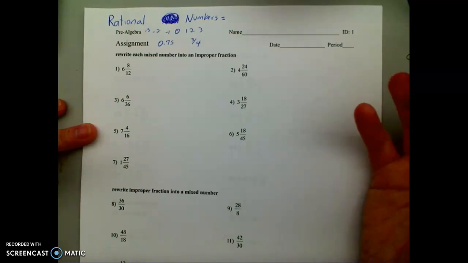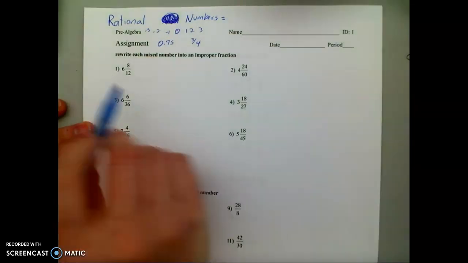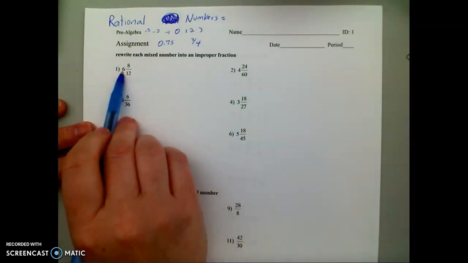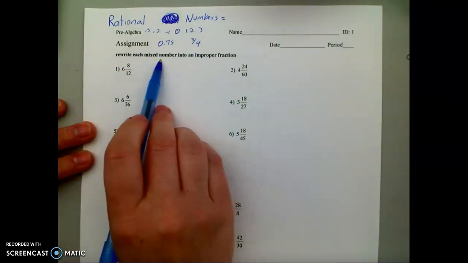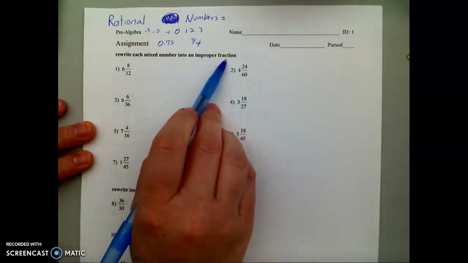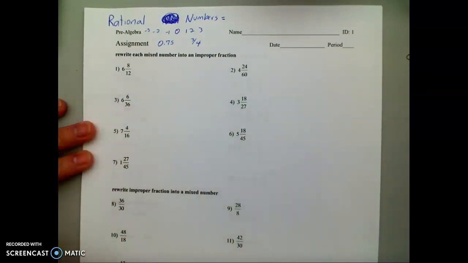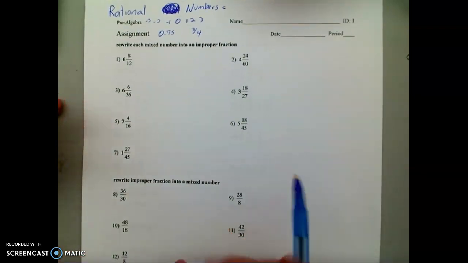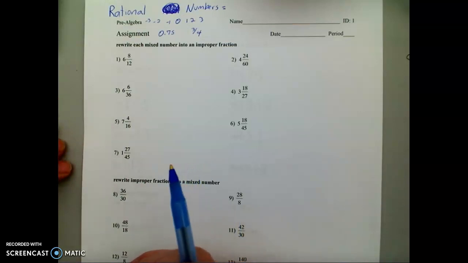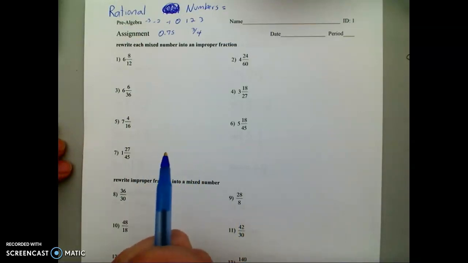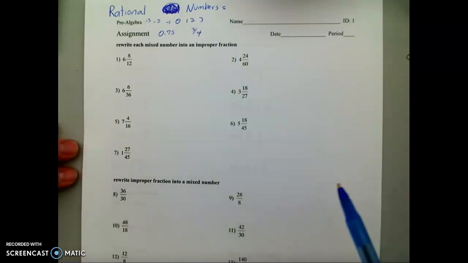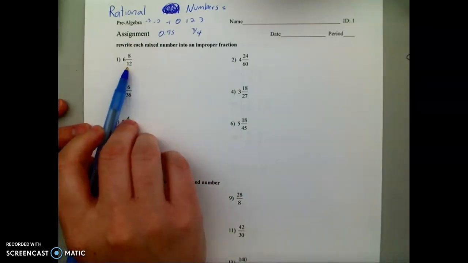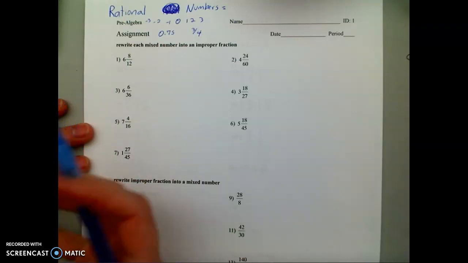Okay? So let's start with reviewing how to rewrite a mixed number, a number with a whole and a fraction, and we need to switch it into an improper fraction. This process helps us when we need to add or multiply. Sometimes we need to get out of this mixed number state. So I'm going to choose one of these here. Let's go ahead and just start with number 1. And we are going to dissect what is a mixed number?